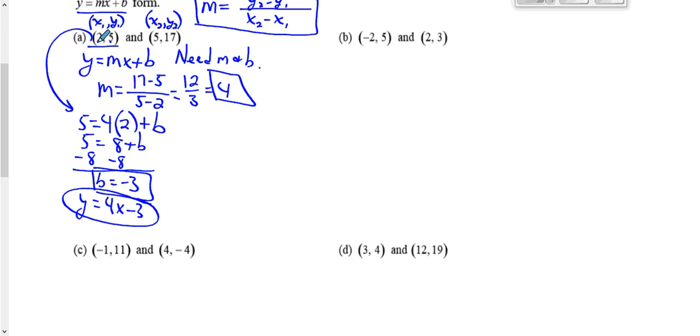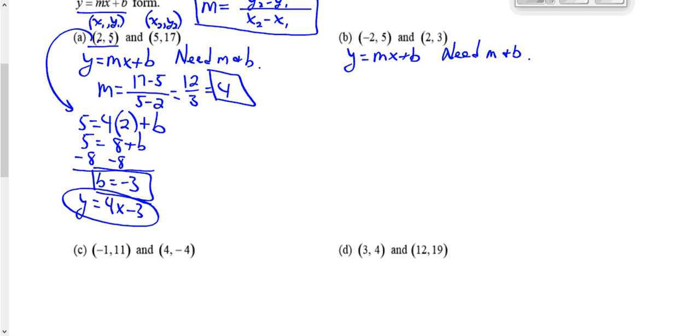All right, now why don't you try part B here on your own? Start with this, Y equals MX plus B, and then say to yourself, we need what? M and B, okay? So maybe start out finding your M using the slope formula, and then take one of those points and plug it in to find your B.